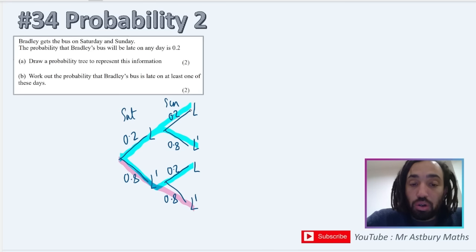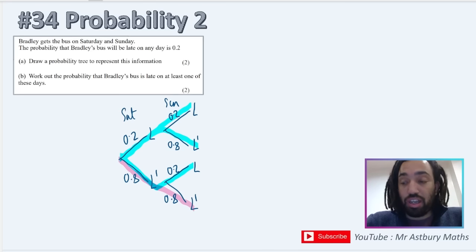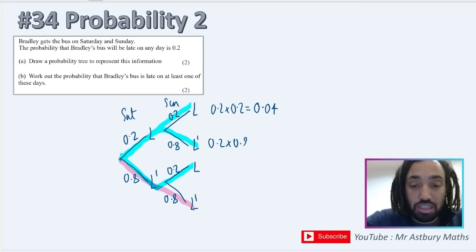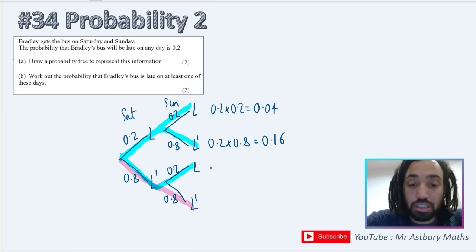So I can go along and I can work out the probability of each branch by multiplying. 0.2 times 0.2 is 0.04. 0.2 times 0.8 is 0.16.